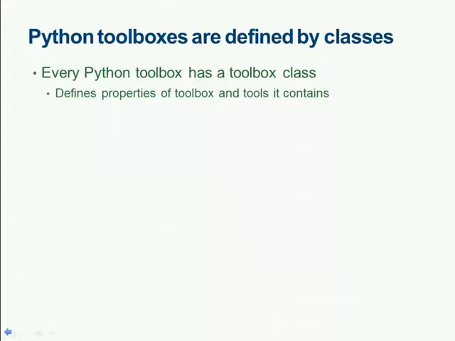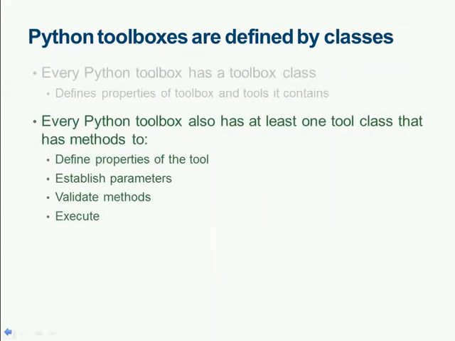So Python toolboxes are defined by classes, and what we mean by that is every Python toolbox file is going to have a single toolbox class, and that class is going to define the properties of the toolbox and the tools that it contains. And so in addition to that, every Python toolbox is going to have at least one tool class. And that tool class is going to have methods to define the properties of the tool, to set the parameters, to have code that's run during validation, and also the code that's actually run when we run the tool.